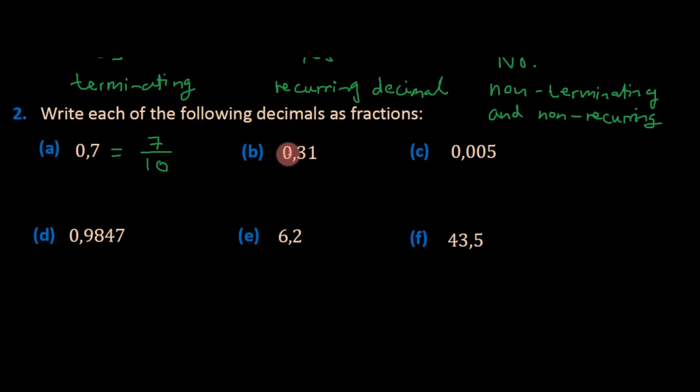Here, we have to move the entire number of digits behind the comma to in front of the comma. So it has to move 2 places. So it's going to be 31 divided by 1 with 2 zeros. Here, the 5 has to move 3 places to be in front of the comma. So it's 5 divided by 1 with 3 zeros.